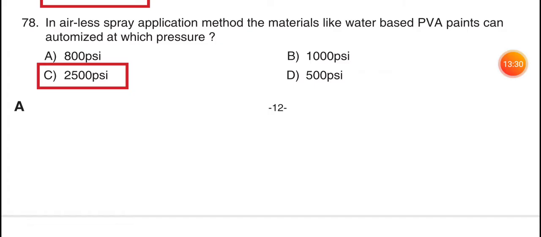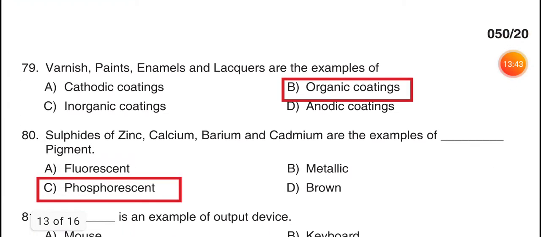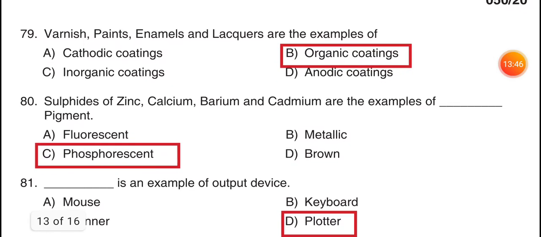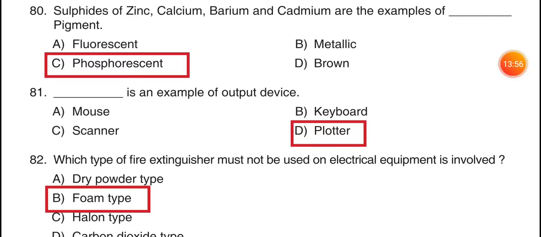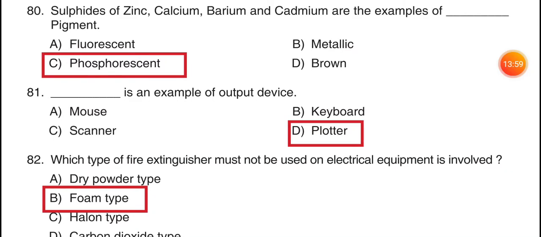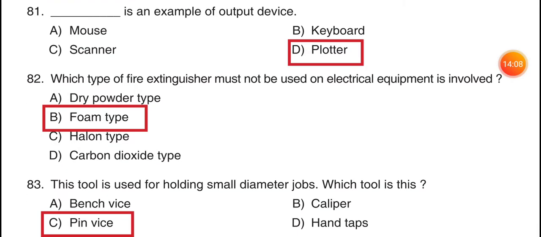78. In airless spray application method, the material like water waste PVA paint can atomize at which pressure? Option C, 2500 psi. 79. Varnish, paint, enamels and lacquers are the examples of option B, organic coatings. 80. Sulfides of zinc, calcium, barium and cadmium are the example of dash pigment. Option C, phosphorescent. 81. Dash is an example of output device. Options mouse, keyboard, scanner, plotter. Answer is option D, plotter.